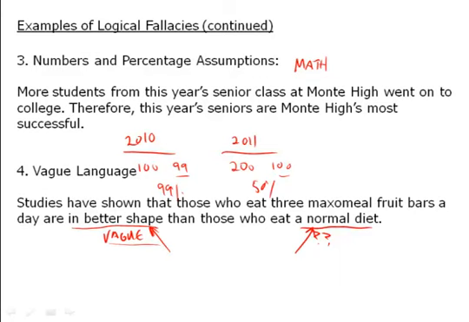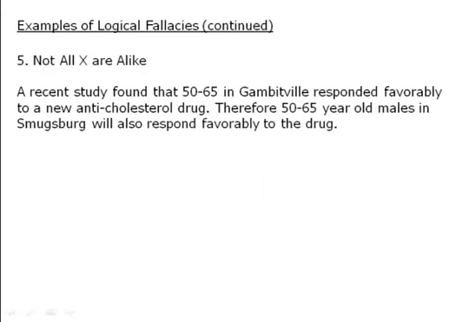Okay, we have a few more to go, as I said, and next one we have is not all X are alike. So X being a certain group. A recent study found that 50 to 65-year-olds in Gambittville responded favorably to a new anti-cholesterol drug. Therefore, 50 to 65-year-old males in Smugsburg will also respond favorably to the drug. Okay, so it is assuming what? That the 50 to 65-year-olds in Gambittville are the same as the 50 to 65-year-olds in Smugsburg.